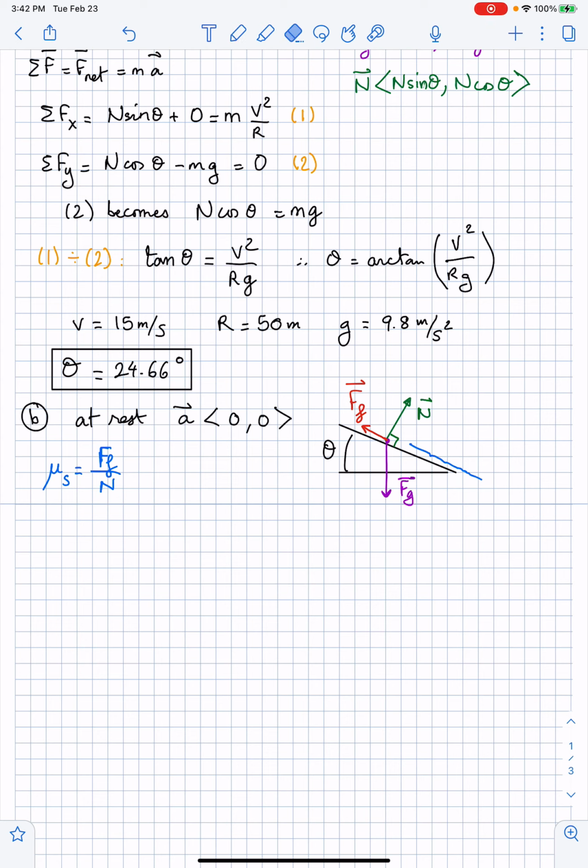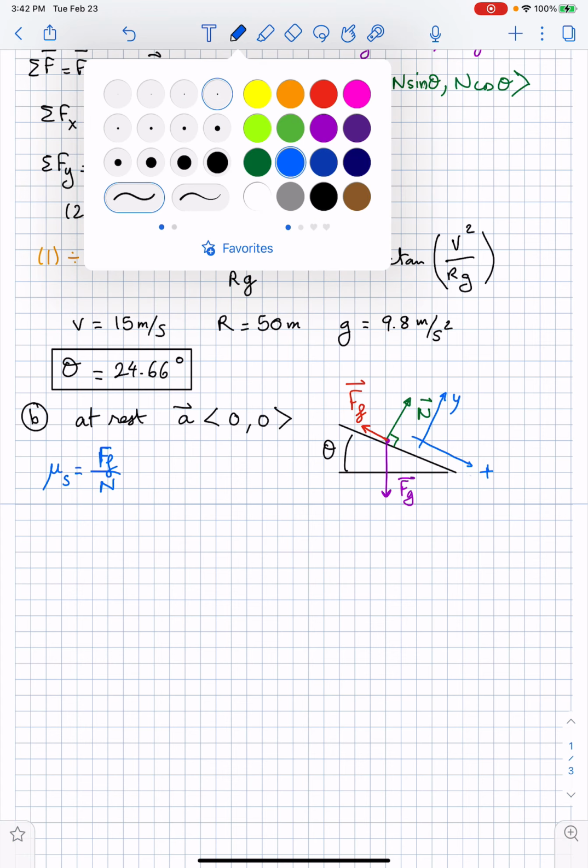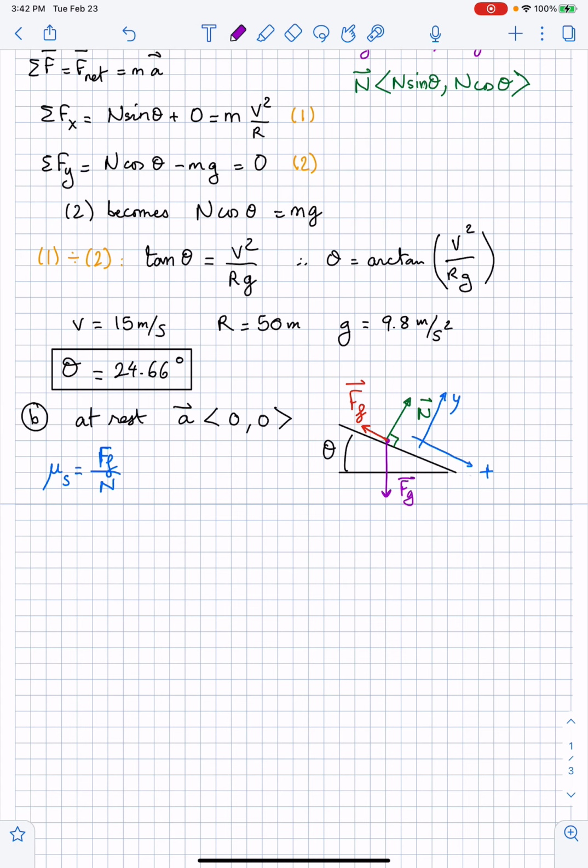Then what we're going to do is, in order to simplify the math a little bit, I'm going to define my x-axis as being like this, in this direction, and my y-axis to be in this direction. In other words, the friction is in the direction of x and the normal force in the direction of y, and then we just need to deal with gravity. Okay, so let's do that.